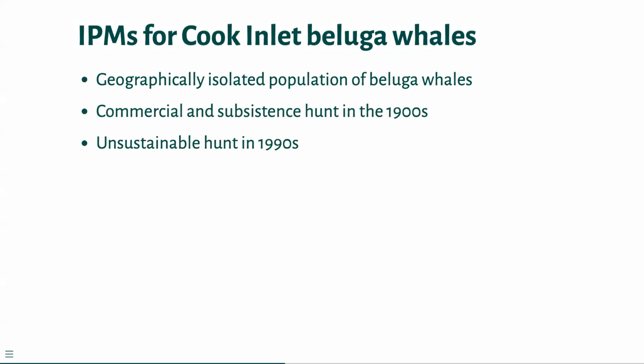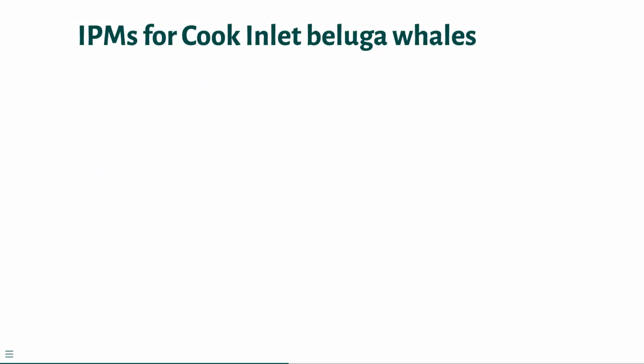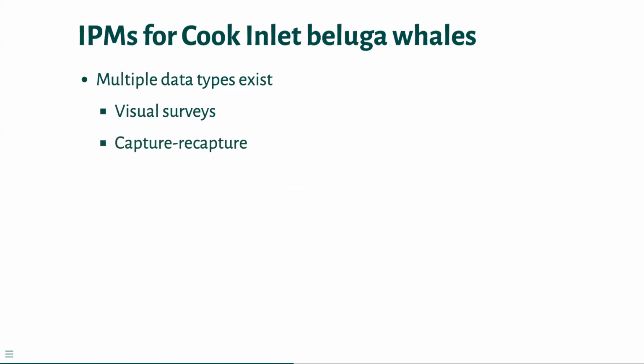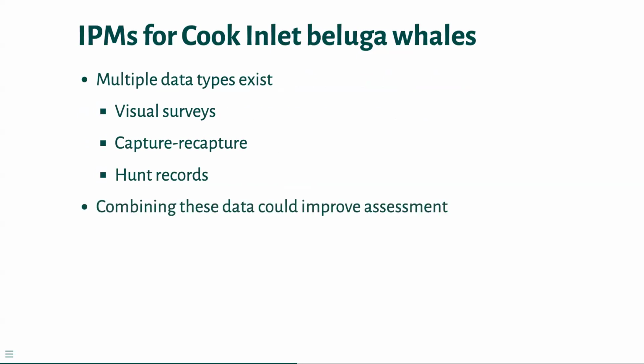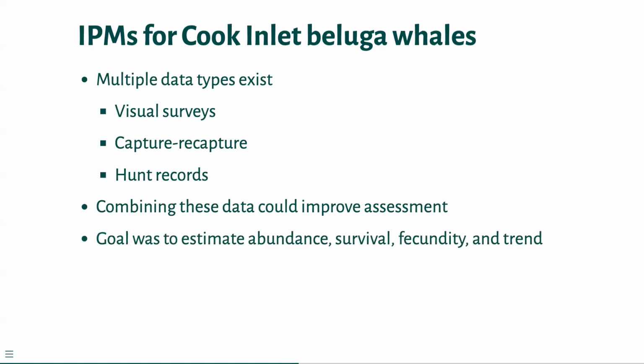You would think that the population would start to recover, but we haven't seen that from the visual aerial survey data. So the question here was, well, we have other types of data for this population. What if we combined them? We have visual surveys, we have capture-recapture data, and then we also have information about historically how many animals were hunted. These are from surveys of Native Alaska households who participated in subsistence hunts. We wondered whether combining these data could improve assessment of this population and help us understand what was going on. The goal was to estimate abundance and trend, and then also life history parameters like survival and fecundity.